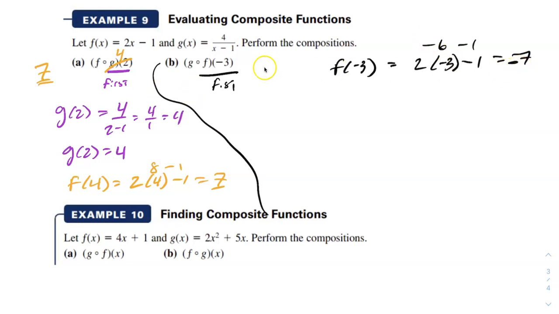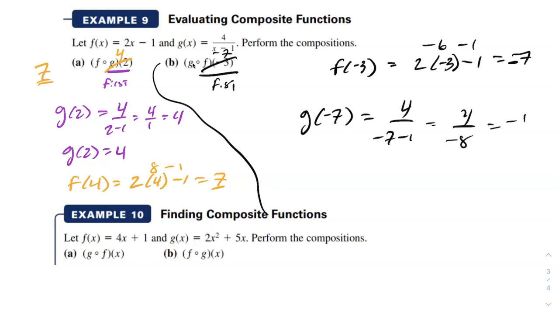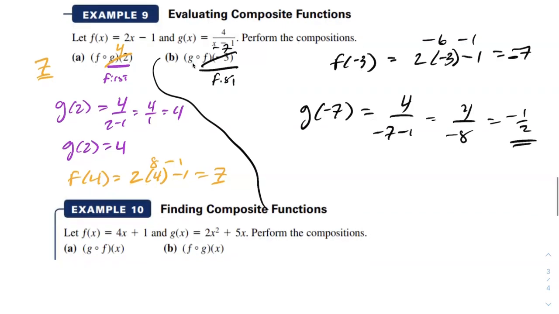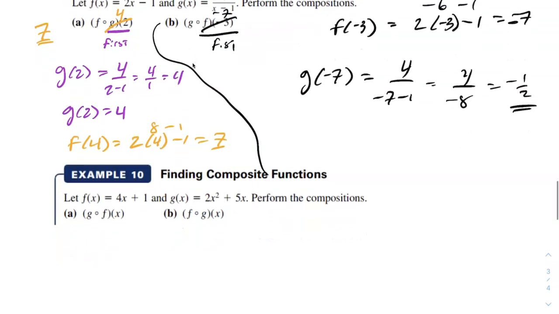I'm going to substitute that into the outside equation here, g. Remember, this part's gone now. This is negative 7. So all we have left is g of negative 7, which is 4 times negative 7 minus 1, which is 4 over negative 8, which is negative 1/2. So there we go. That's how you evaluate a composition of functions with a value.